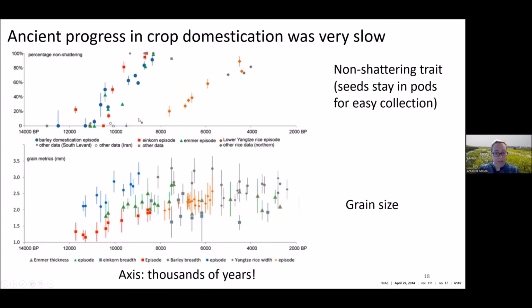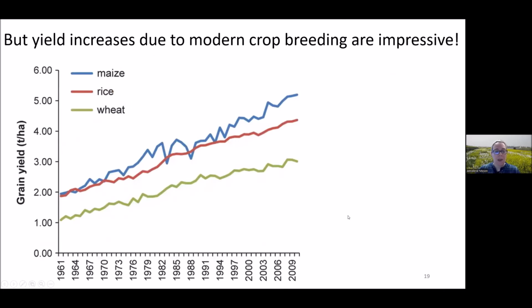So you can see here different crops and how they've fixed or improved these traits over time. But the important thing to note is this axis is actually thousands of years. So this is crop domestication, but it's very, very slow. It is selection, but it's not very targeted selection. But yield increases due to modern crop breeding are impressive. We can see gains here for major crop species, maize, rice, and wheat, going from 1 to 2 tonnes per hectare up to 3 to 5 tonnes per hectare over the course of about 50 years. And this is a result of modern breeding practices.